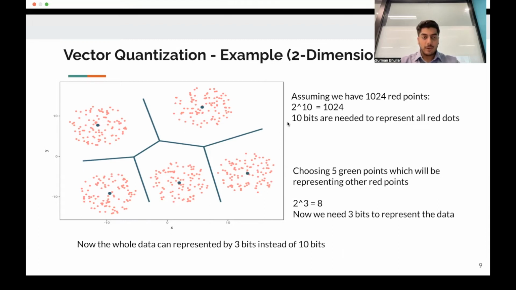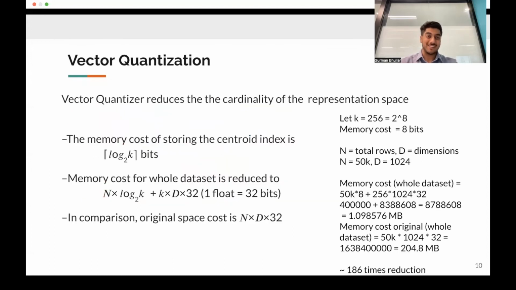But now we say, okay, we want to cluster all these points into different clusters, and there will be a total of 5 different clusters, and each cluster is going to be represented by one particular centroid value. So these are the green points that are representing each and every one of these clusters. So now we are just representing 5 different points, which are individually representing a set of particular red points. So now we need only 3 bits of space to represent the data. Now the whole data that was being represented by 10 bits is just being represented by 3 bits. Such a drastic change.